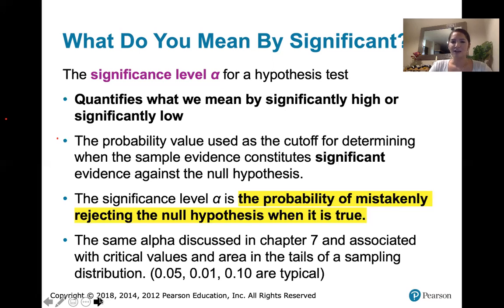This is the same alpha value discussed in chapter 7 and associated with the critical values and area that we talked about back then. We've got critical values, we've got area in the tails, and that's associated with alpha. So alpha equals 0.05, alpha equals 0.01, and alpha equals 0.10 are typical. That's exactly what we would expect.